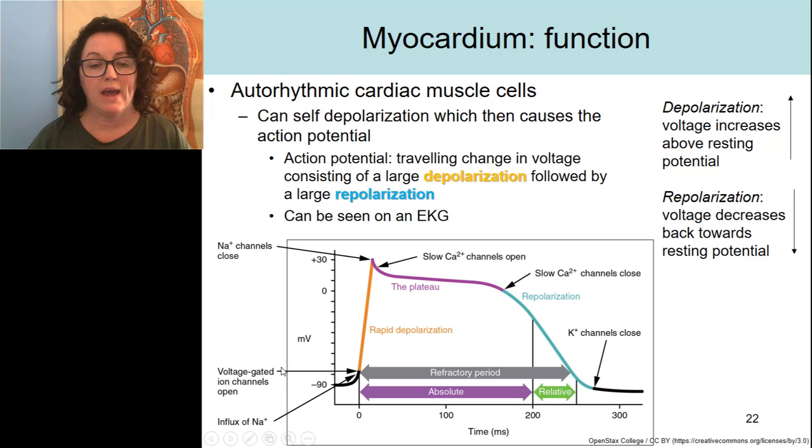The autorhythmic action potential begins with a depolarization, which is mostly due to the opening of voltage-gated sodium channels and sodium rushing into the cardiocyte. This is then followed by the opening of voltage-gated calcium channels and calcium flowing into the cardiocyte. Then we go into our repolarization phase, where we open our voltage-gated potassium channels, and the leaving of the positive potassium is what causes the repolarization.